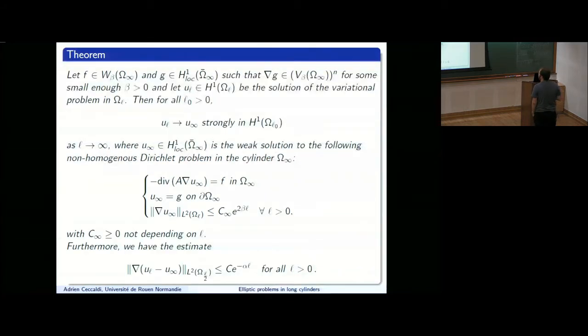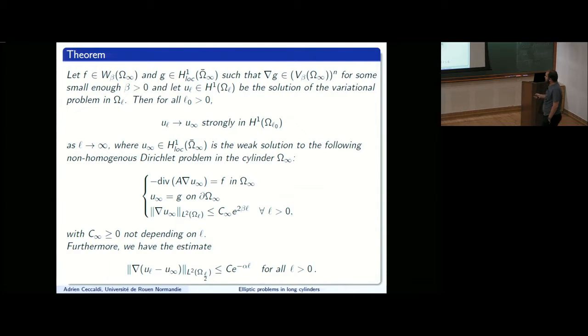If we take F in our space defined before, G in H1 loc, such that the gradient is in that, then U_L goes to U infinity strongly in H1, where U infinity is a weak solution to this problem. So we have the same problem as for F, plus this condition on the gradient of U infinity.